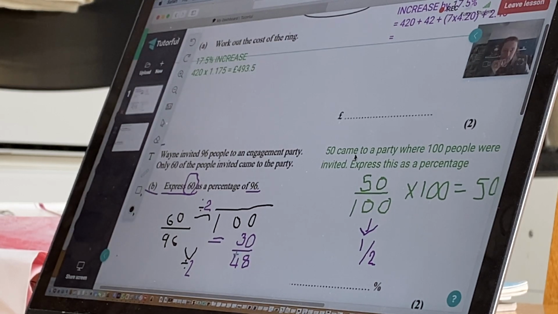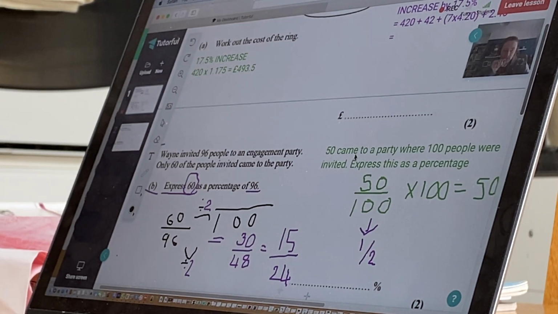Okay, is there a number we could divide them both by again? Yeah, we can divide by 2 again. We get 15/24. And that's all that happens. So there are 2 different ways we could go from here. We could either divide them by each other.